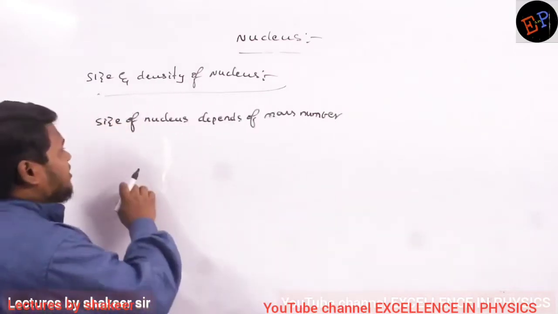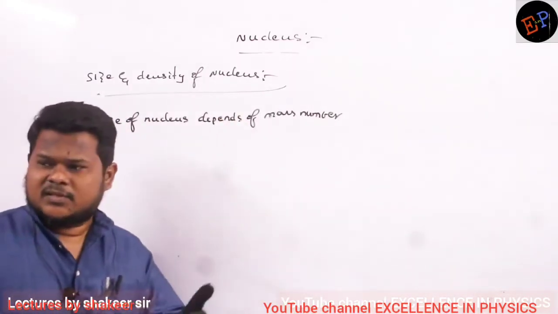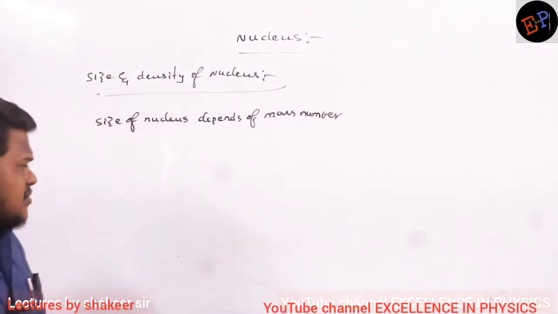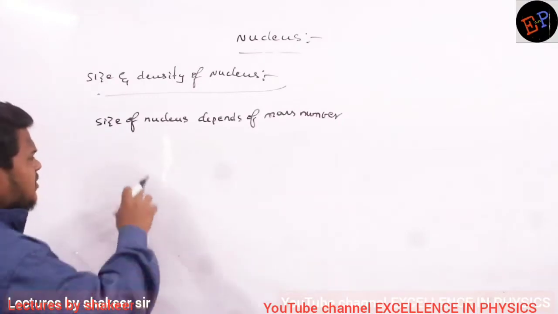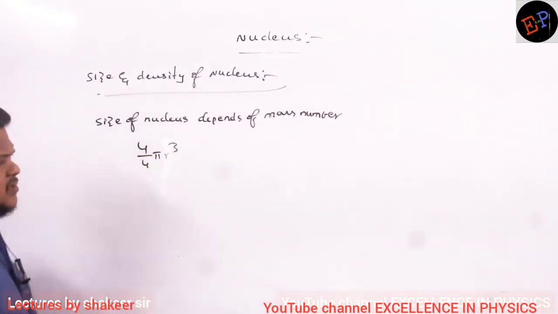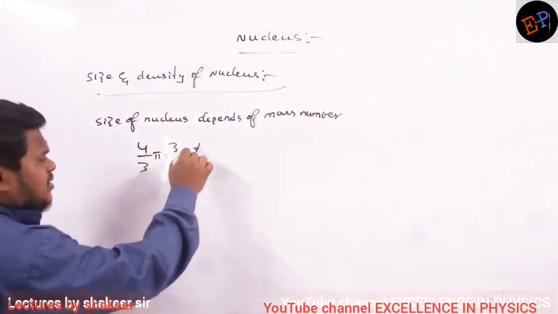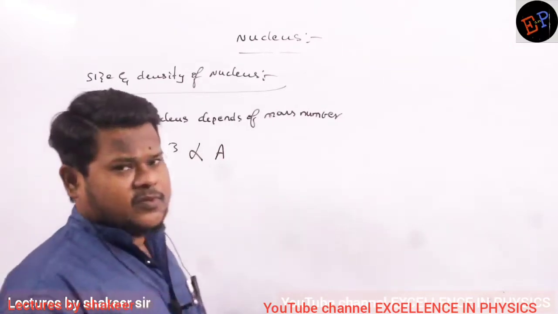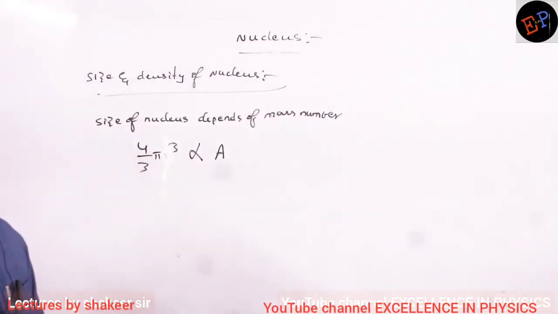So therefore, what we are writing here: the size of the nucleus depends on mass number. As mass number increases, the size of the nucleus also increases. The nucleus is a spherical type of body, and what is the formula for the volume of a sphere? 4 by 3 pi r cube. This is the equation for the volume of a sphere. So this is directly proportional to A. A means what? Mass number. Are you able to understand?